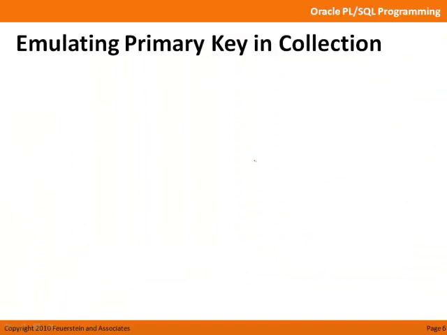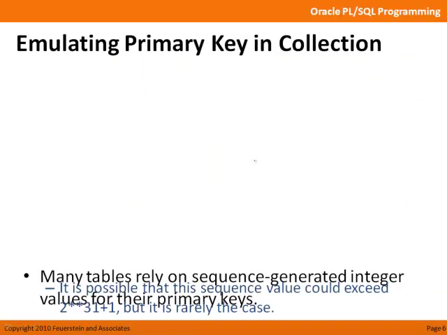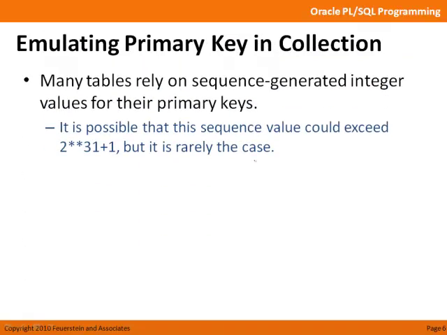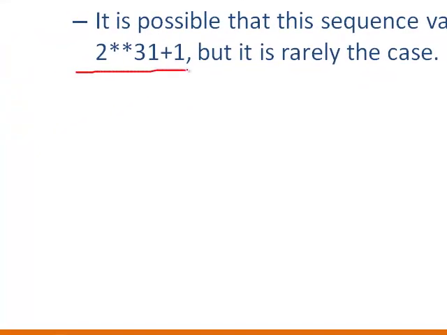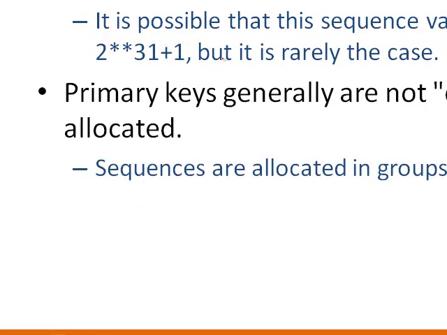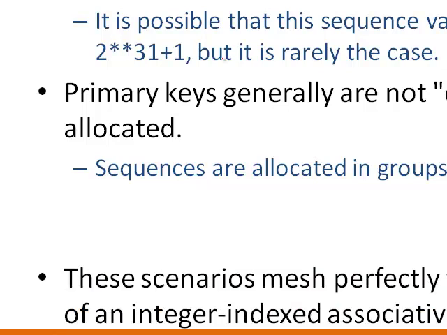Let's see the point of this. What's the point of it? What good does it do me? So for those tables in which you have a sequence-generated integer value or any kind of integer primary key, and the value does not exceed 2 to the 31st minus 1, sorry, that should be minus 1, then you have the opportunity to emulate that primary key inside your collection. Let's take a look.